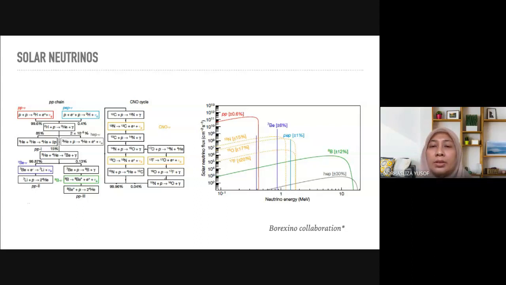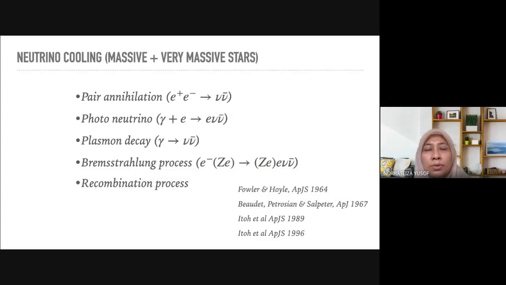Okay, so coming back to our work, in a very massive star there are several processes we have to take into account when we want to study neutrino cooling. One is pair annihilation, where an electron and positron annihilate to produce a neutrino and antineutrino. And we have the photoneutrino process, because photons are produced in large numbers in a massive star. The photon interacts with either an electron or positron, and it produces an electron plus a neutrino and antineutrino. So we have to consider both.